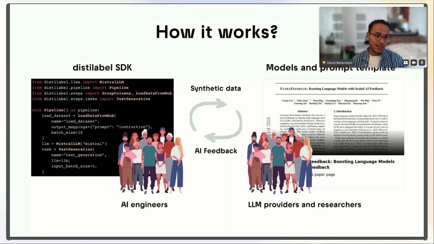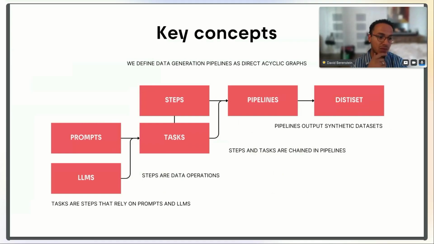You have this synthetic data pipeline in the form of the SDK. And on the other side, there are these models and prompt templates and these LLM providers and researchers. That's what we try to package up within Distilabel. There are some key concepts: pipelines, steps, and tasks within those pipelines. Within the task, there are specific LLM and prompt implementations for different research papers and for some custom things that we did. And tasks are a special type of step.